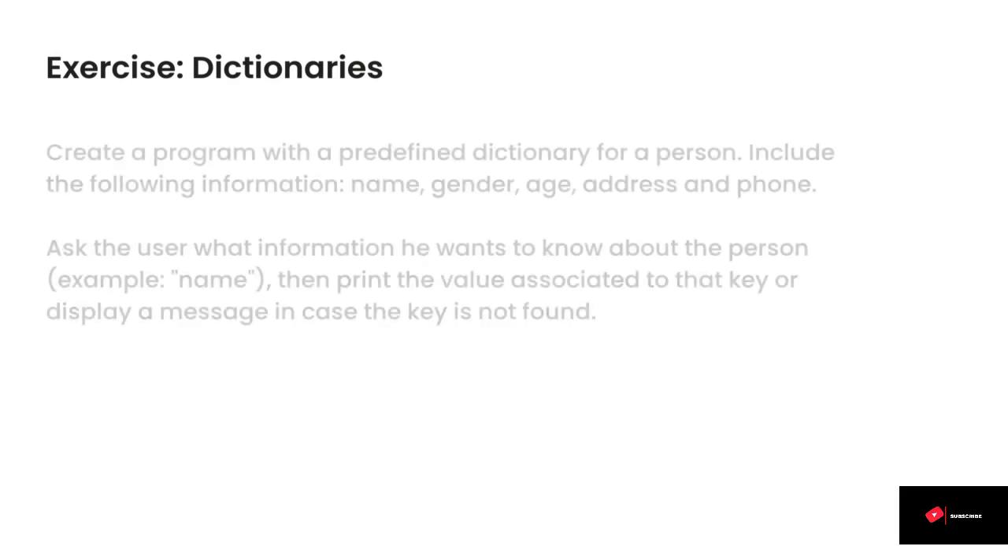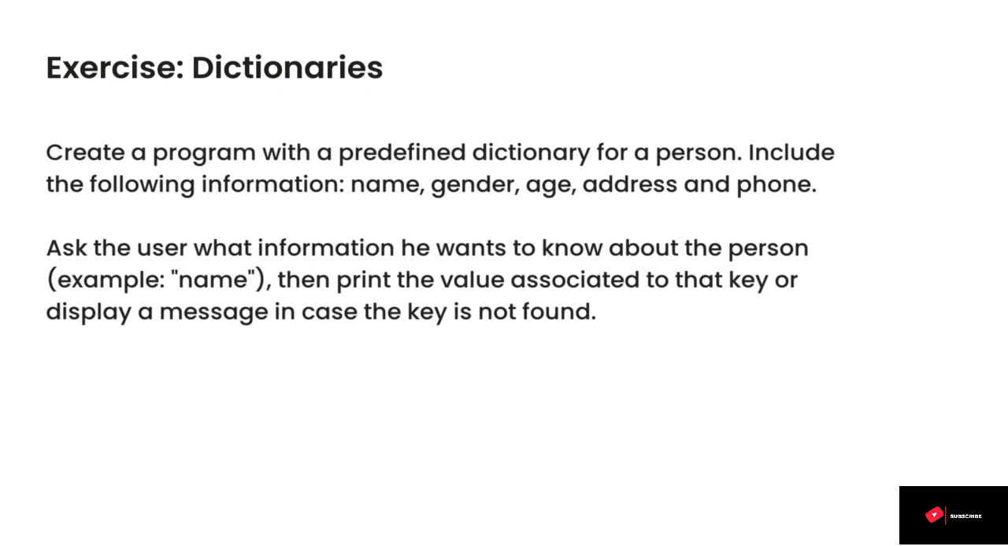Let's do an exercise using dictionaries. Create a program with a predefined dictionary for a person. Include the following information about the person: name, gender, age, address, and phone. So like we did last time, you're going to start your program by creating a dictionary, and then you're going to add those properties and some values as an example.